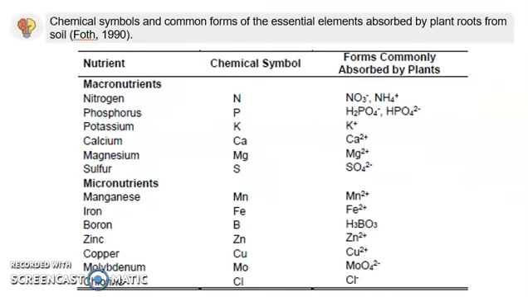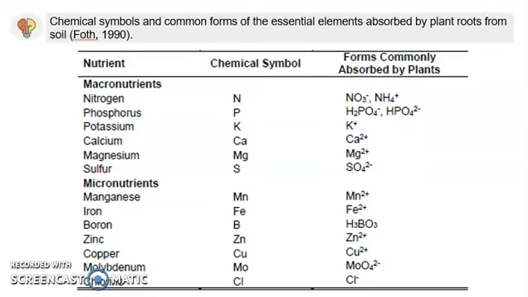Okay, please observe and be familiar with the table. These are the ionic forms of each nutrient. Why should we know the ionic form of each nutrient? Why care about it? What is the importance of knowing it? Take note, class, the nutrient can be present in the soil, but the plants cannot absorb or use it because it's not in its ionic form, which means it can't be absorbed by plants.